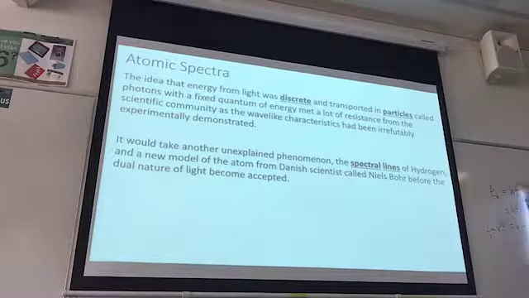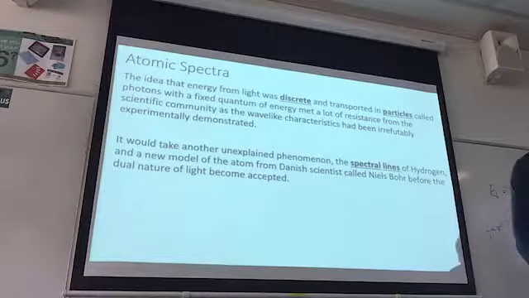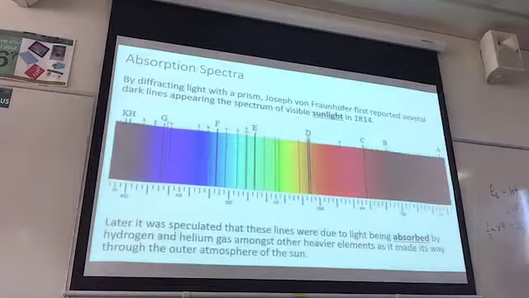And it was the spectral lines of the hydrogen atom and the new model that Niels Bohr came up with that was this new evidence that allowed the dual nature of light to become accepted. So there are two types of spectra. There's the absorption spectra and there's the emission spectra.